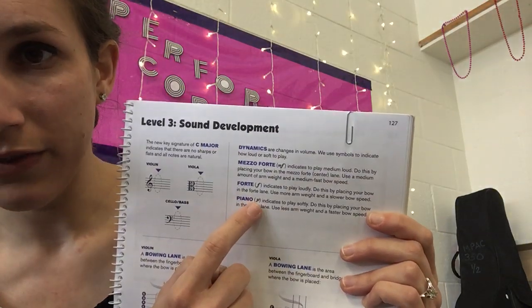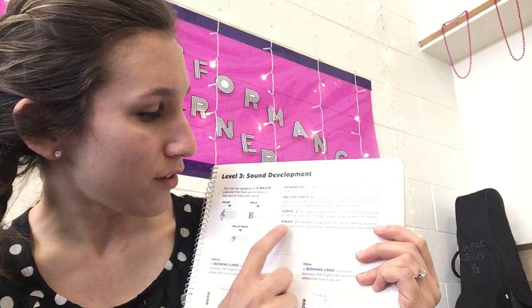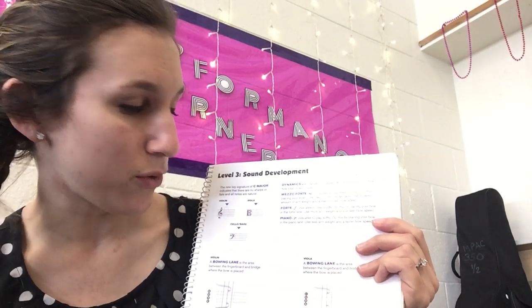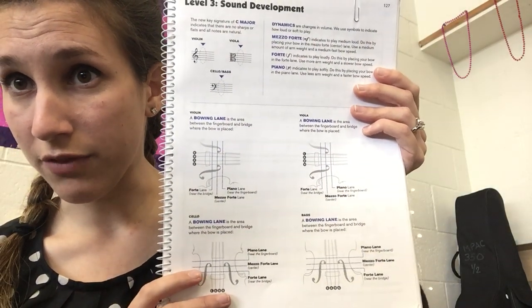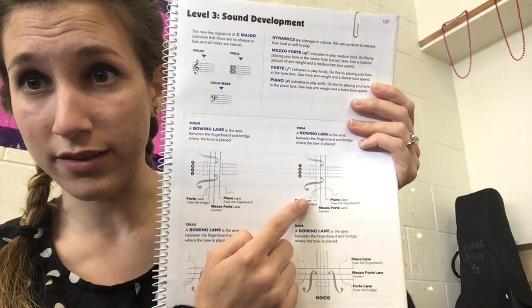Piano, that P right there, indicates to play softly. Do this by placing your bow in the piano lane. Use less arm weight and a faster bow speed. So you're also going to see one of these diagrams. If you're playing a violin book, you're going to see this diagram. If you see a viola book, you're going to see this diagram.